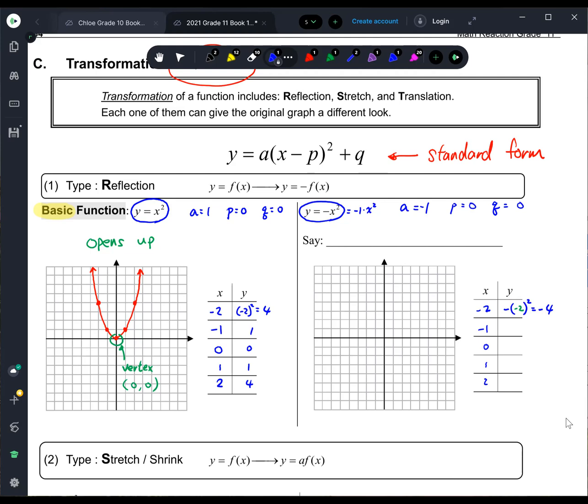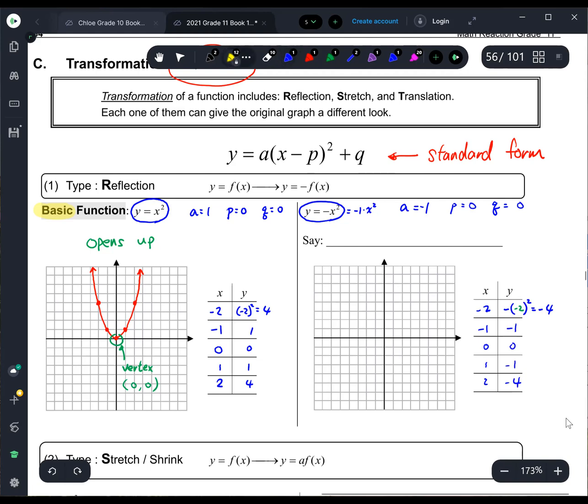Okay, Wilson, what are the y values now? For -1, y is -1. For 0, it's 0. For 1, it's -1. For 2, it's -4. Okay, so if you compare the y values on the left side with the right-hand side, all the y values change, right? Because of the negative, it affects the y.